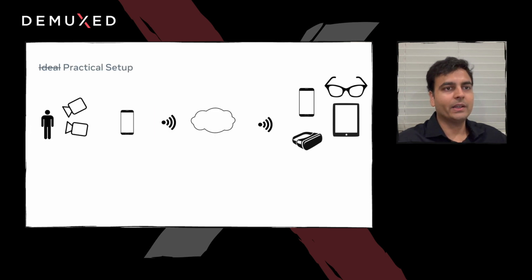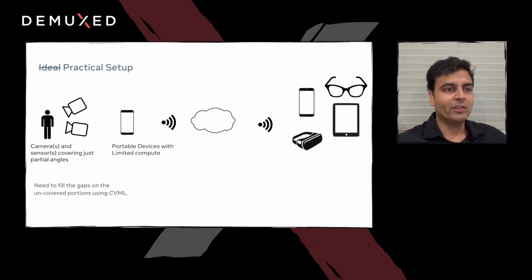A more practical setup will look something like this. The user will have maybe 1 or 2 cameras and sensors in front of them, which means that we are not going to have full coverage. And we will need to fill in the gaps on the uncovered areas and reconstruct those parts so that we can create a full 360-degree 3D model.